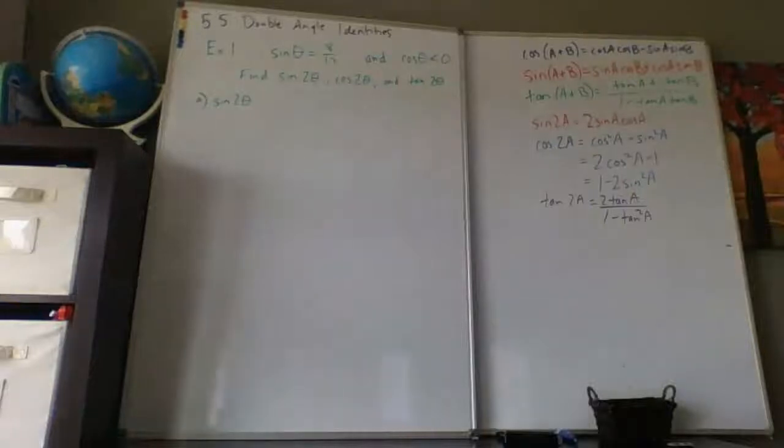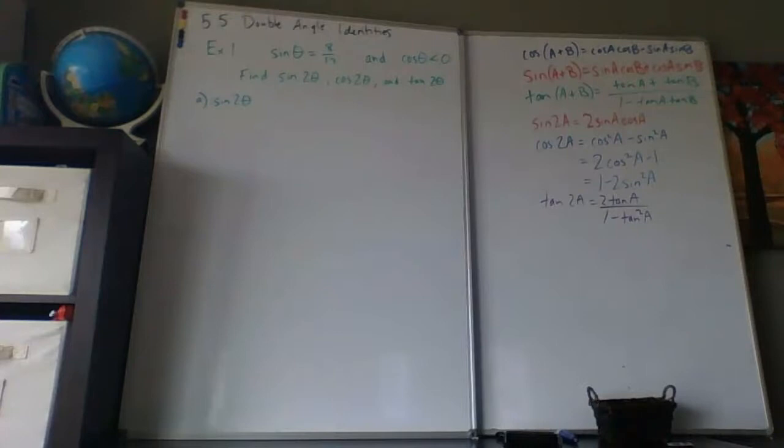Welcome to 5.5 double angle identities. We're going to take a look at example 1. Given that sine theta equals 8/17 and cosine theta is less than 0, find the values of sine of 2 theta, cosine of 2 theta, and tangent of 2 theta.